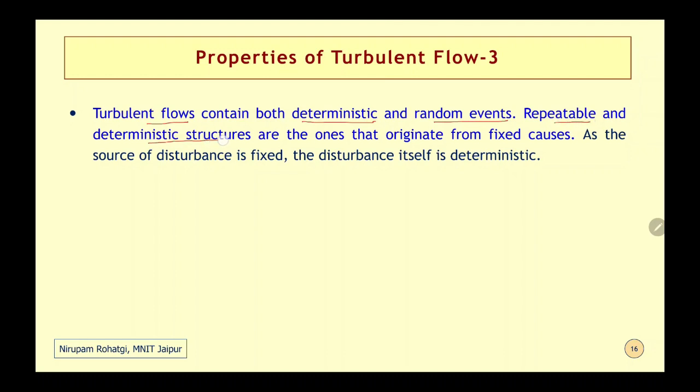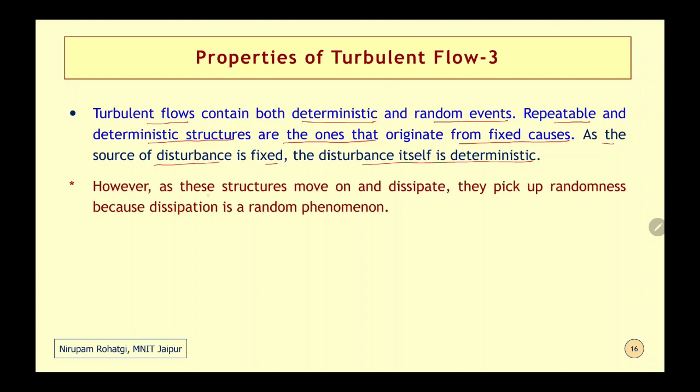Repeatable deterministic structures are the ones that originate from fixed causes. So if the cause is fixed and the conditions are fixed, the generation will be the same. The disturbance generation will also be the same. As the source of disturbance is fixed, the disturbance itself is deterministic. So the first determinant is fixed. But then what happens is, however, as these structures move on and dissipate, they pick up randomness, because dissipation is a random phenomenon.